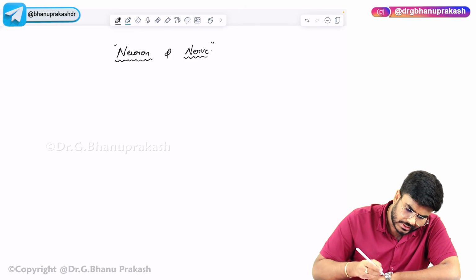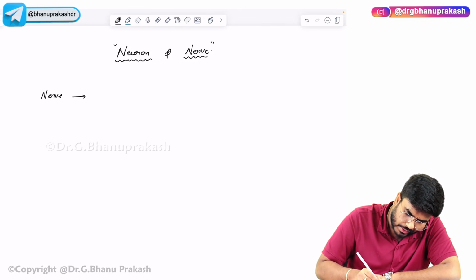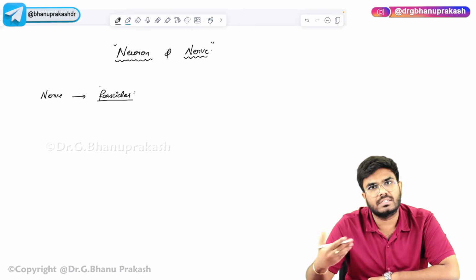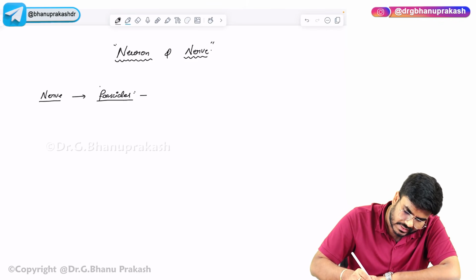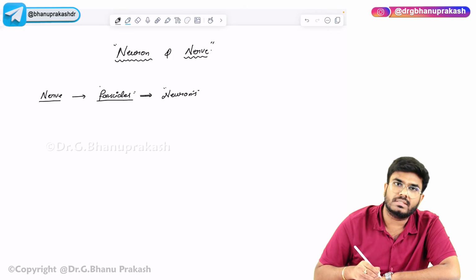If you look at a nerve, inside a nerve, what do you have? You have fascicles. Just like inside the muscle, there are many fascicles present, inside the nerve there are fascicles. Inside the fascicles, you have neurons. Neurons are present inside the fascicles.